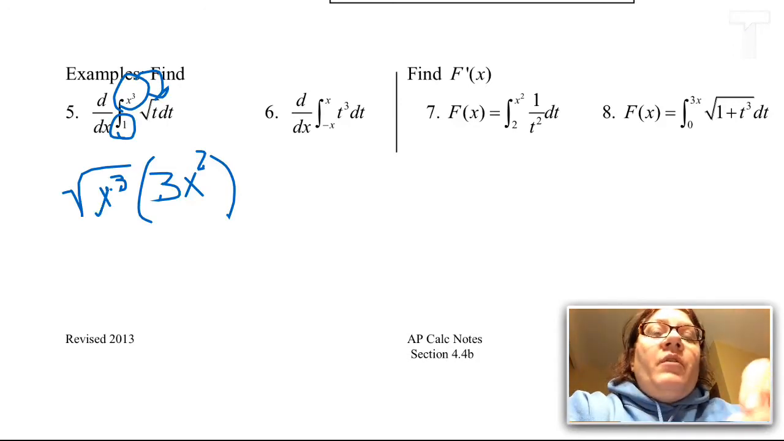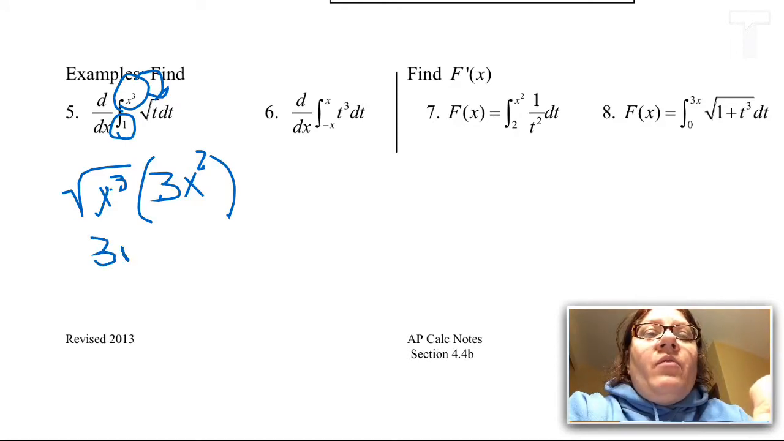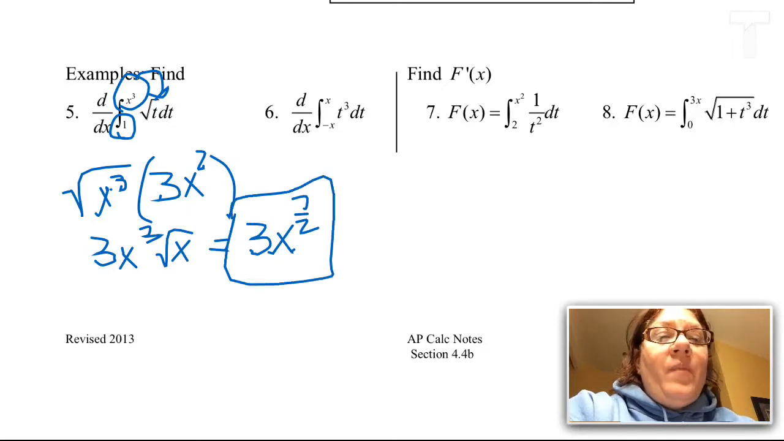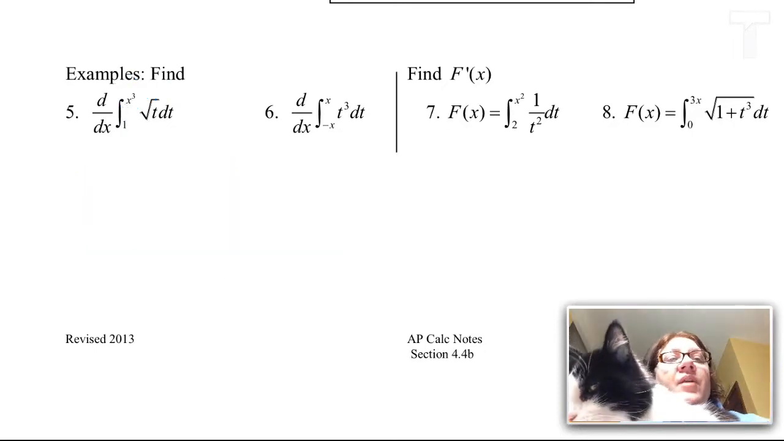I fixed the boo-boo. And then of course I could simplify. I can take the square root of x cubed, which will be another x on the outside. So then I'll have 3x cubed, and then the square root of x. Or if I want them all together, I can have 3x to the 7/2. Not too bad.